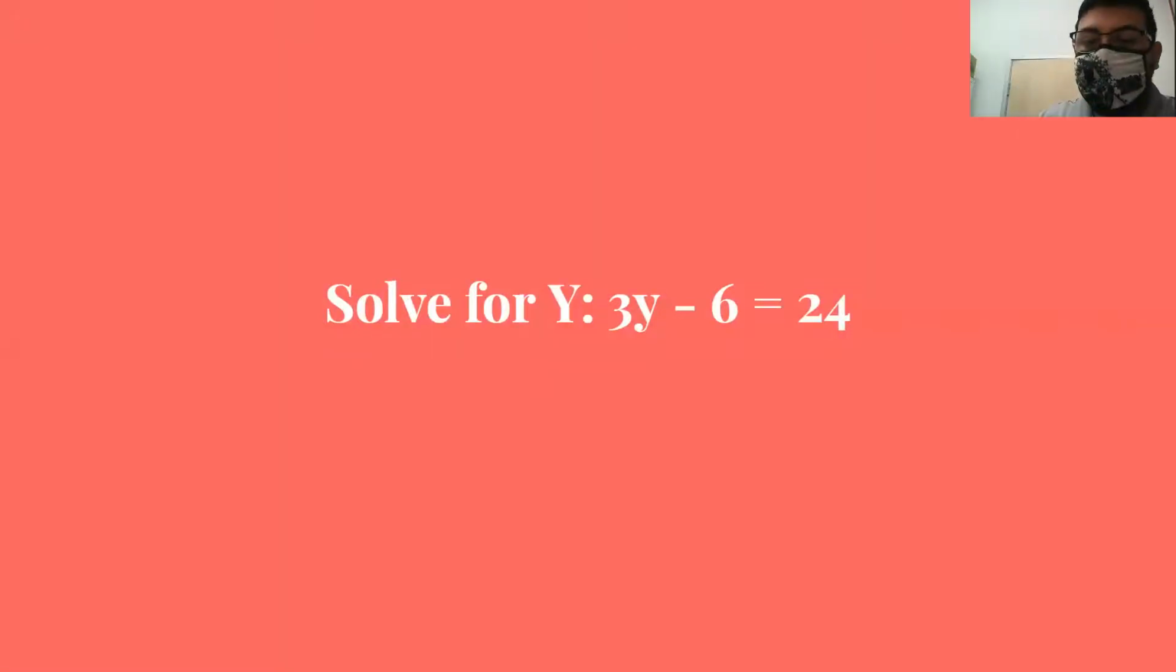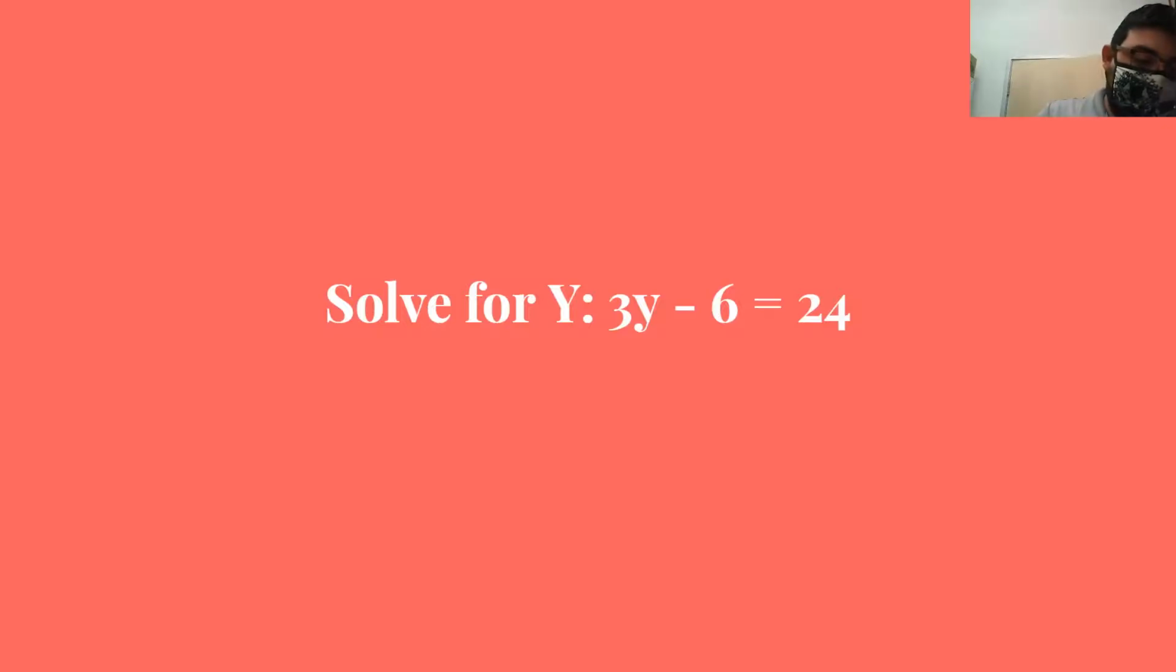Let's try it again. 3y minus 6 equals 24. Take a few seconds. Let's see what you got. Can you solve for y? What do you do when you solve for y?